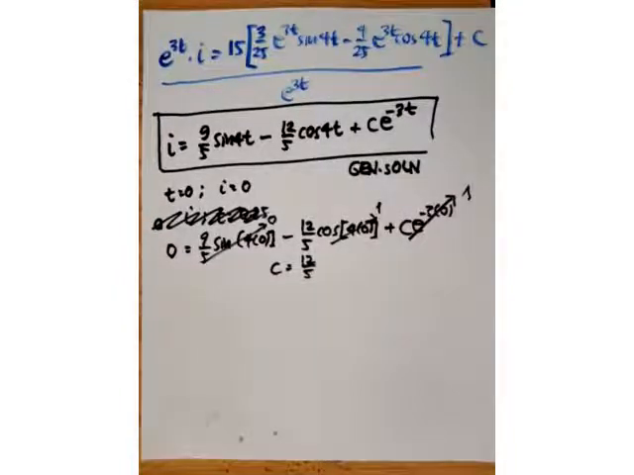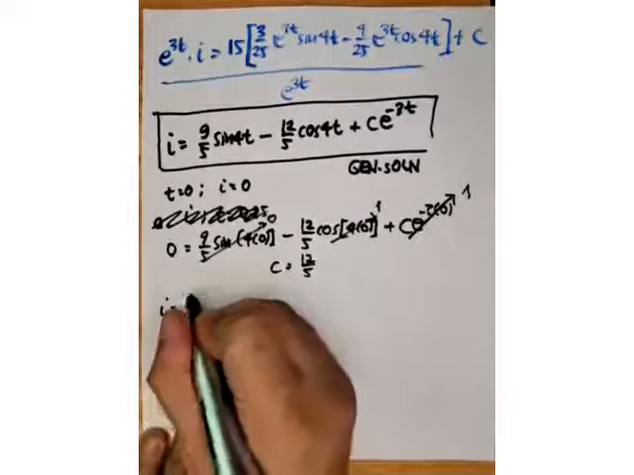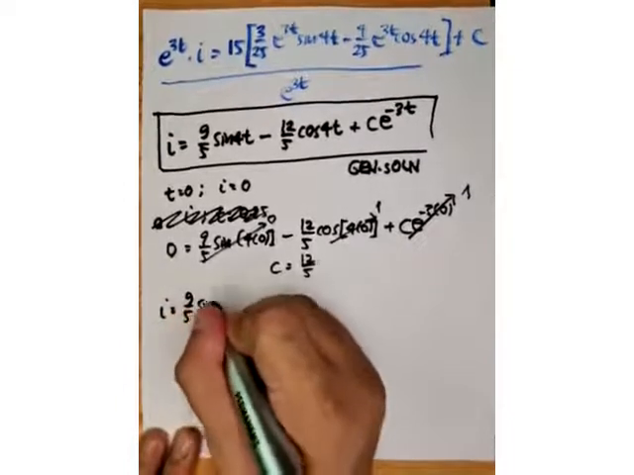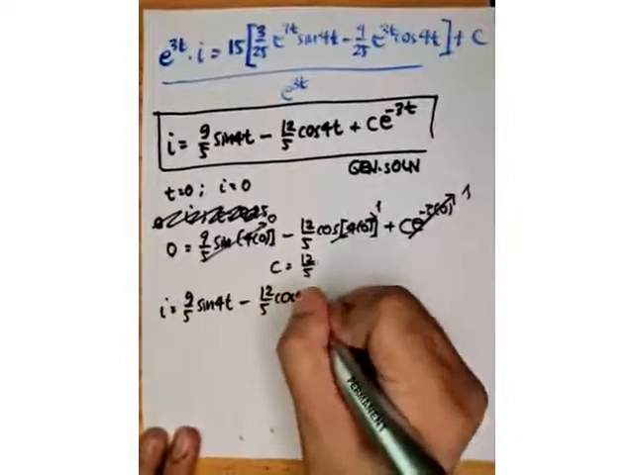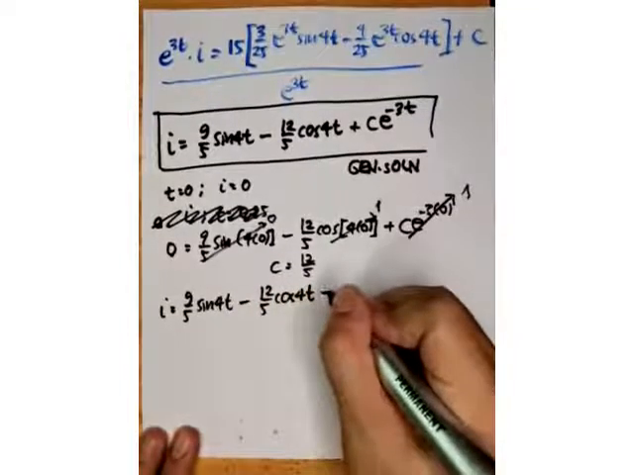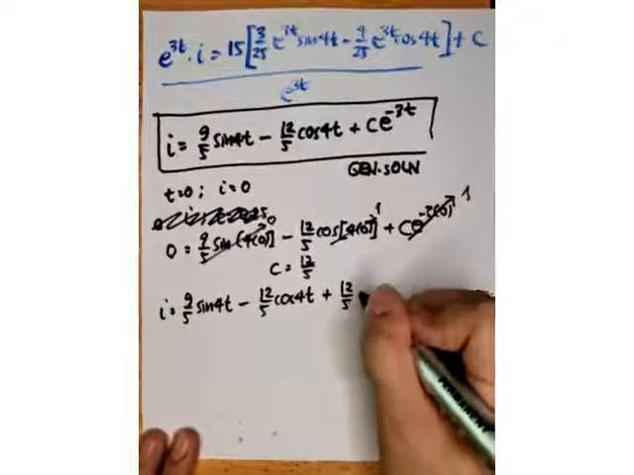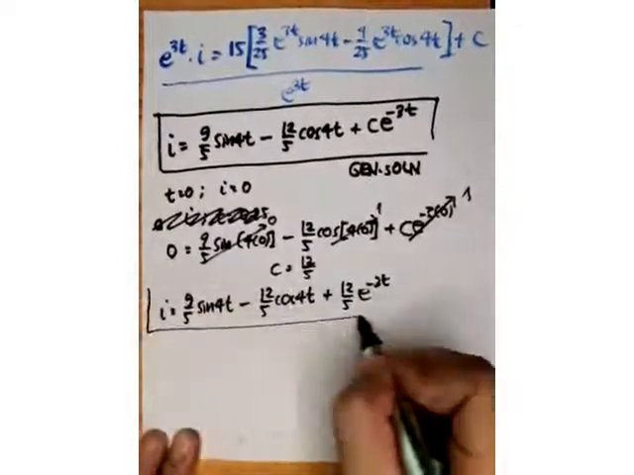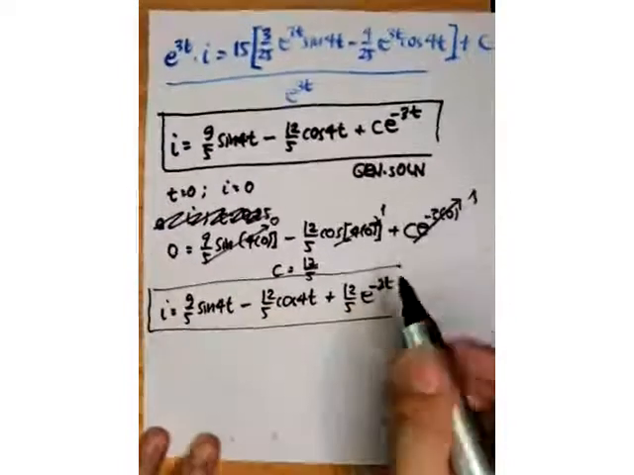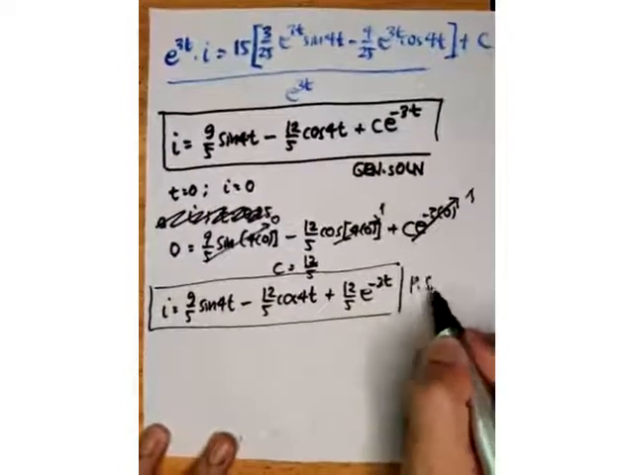Positive. Ayan. So I is equal to 9 over 5 sine 4t minus 12 over 5 cosine 4t plus 12 over 5 e raised to negative 3t. Ayan. So this is our particular solution.